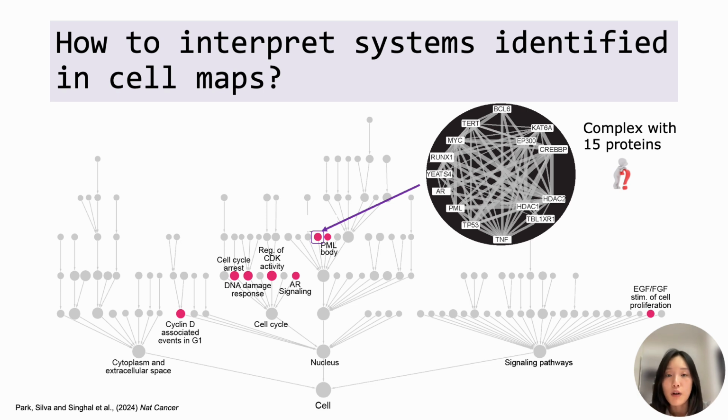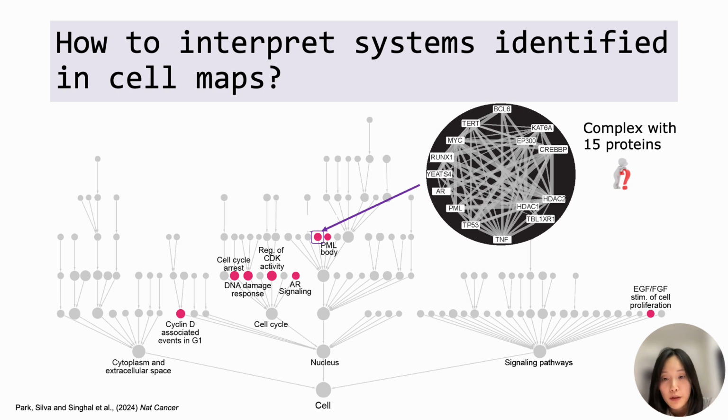At the bottom is the whole cell, and as you move up, you are seeing more detailed organization of proteins. For example, moving up one layer to the nucleus, there are systems involved in cell cycle, and within the cell cycle system, there are DNA damage repair systems. You can see highlighted protein systems on the slide, and those are the systems identified as significant for drug response, published earlier this year in Nature Cancer. Here I'm pointing out one of the systems with 15 proteins.